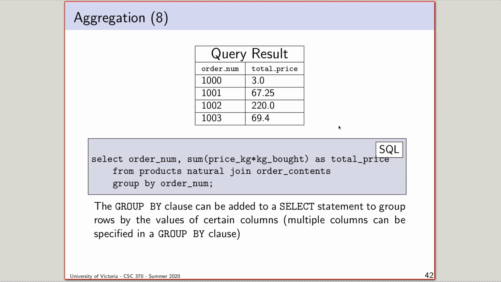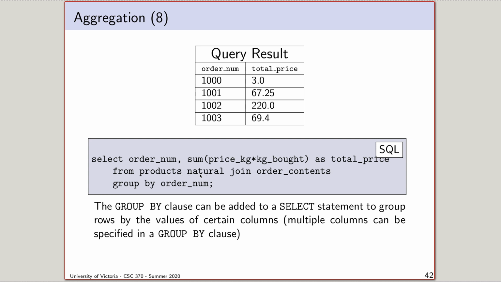And so in SQL, that looks like this. I'm going to read it from bottom to top. So first, I compute my natural join as I did before. Great. And then I group by order number. I am allowed to say group by more than one column.